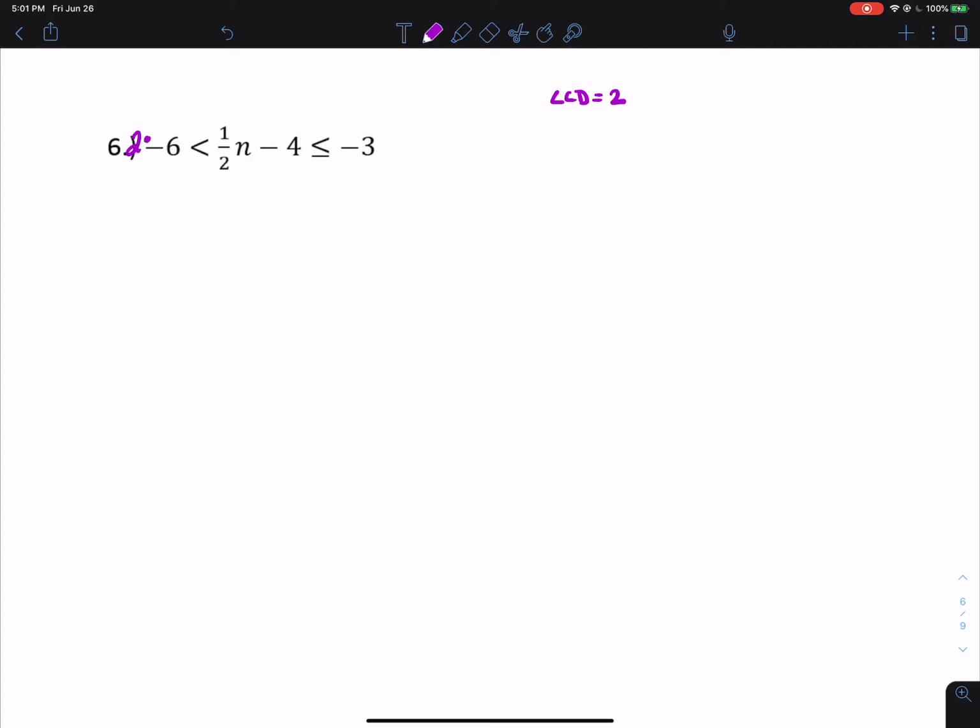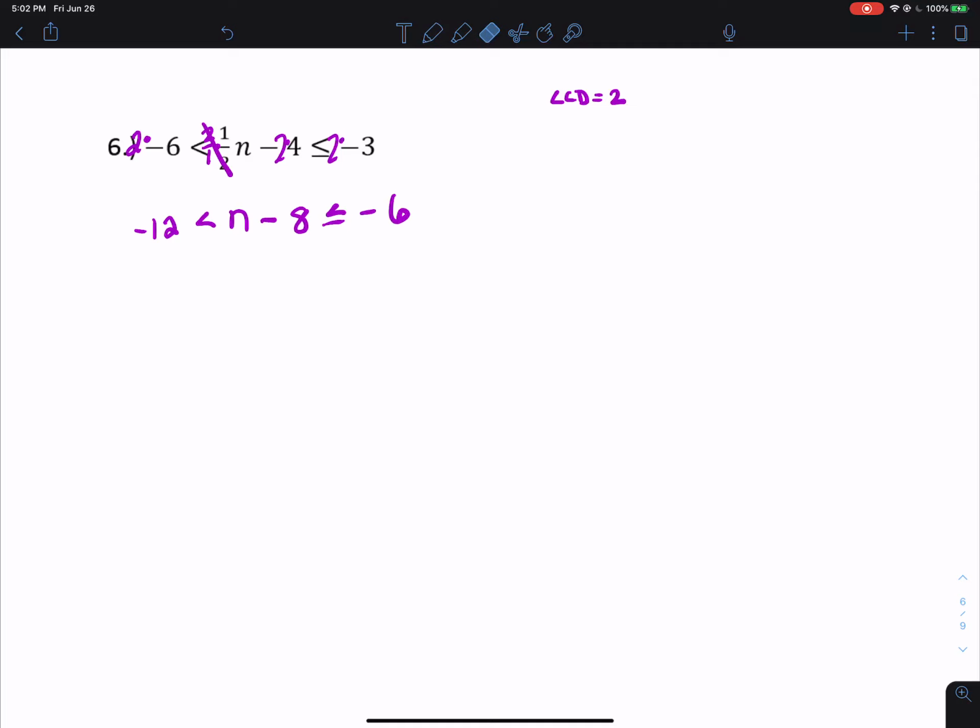So I'm going to do 2 times negative 6. I'm going to do 2 over 1 times that 1/2 n. I'm going to do 2 times 4 and 2 times negative 3. So that's going to give me negative 12 is less than, those 2's will cancel out, n minus 8, which is less than or equal to negative 6.